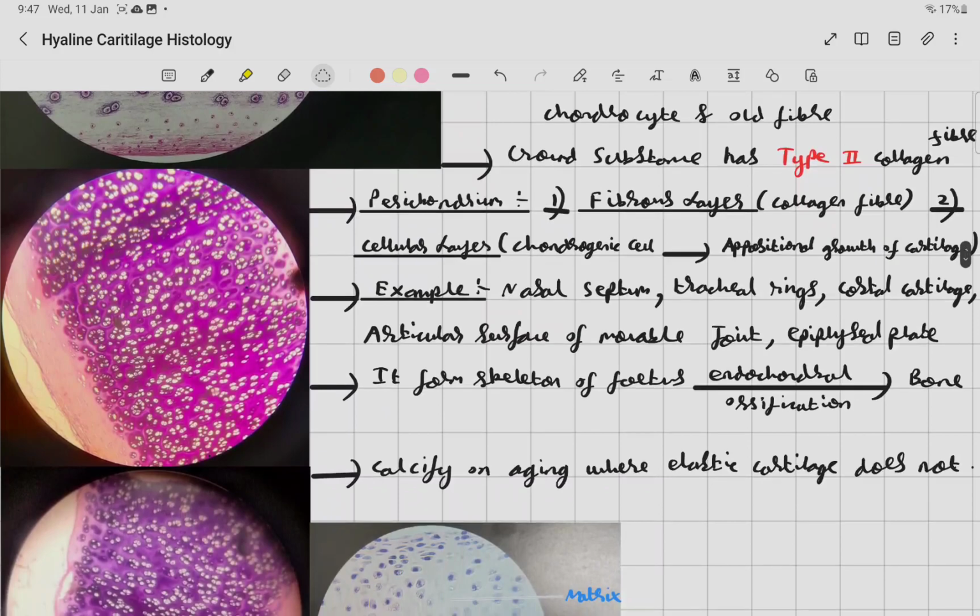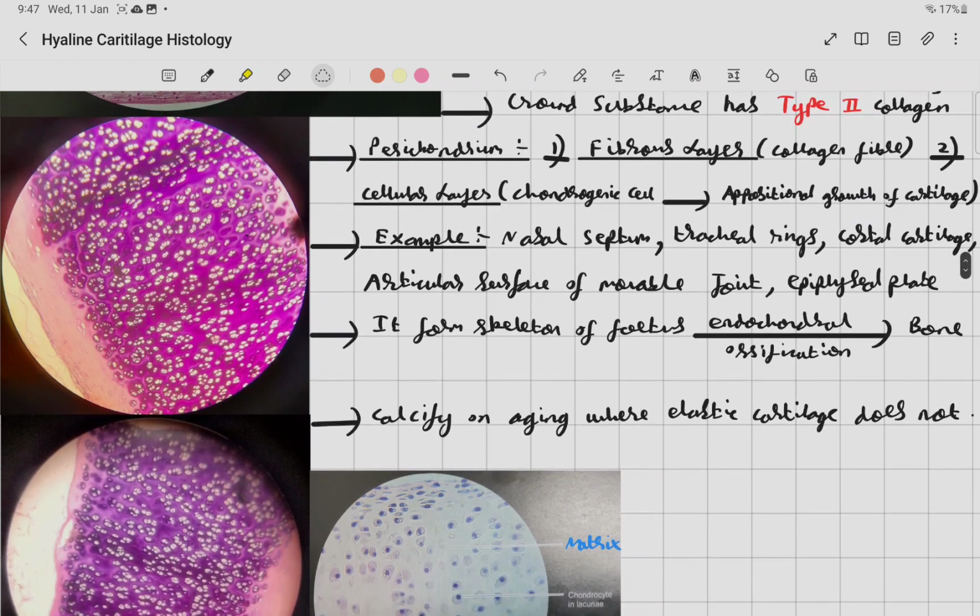Now, what are the examples of hyaline cartilage, like where is it present? Nasal septum, tracheal rings, costal cartilage, articular surface of movable joint, epiphyseal plate. These are all the sites where hyaline cartilage is present.